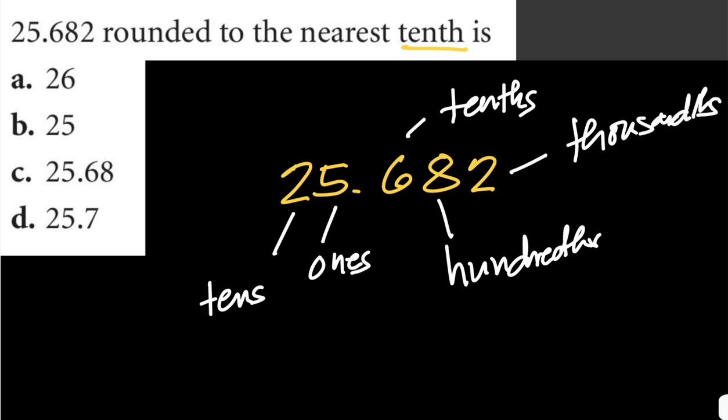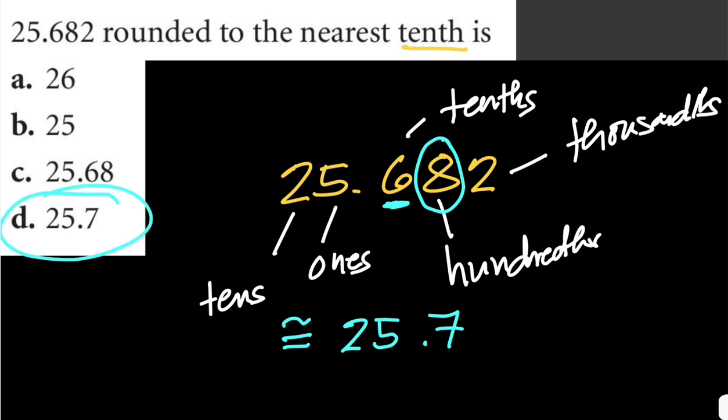Now we are asked to round this number to the nearest tenth. So this one up to this digit, 6. And take note here that the number after 6 is 8, and 8 is greater than 5. Therefore, we can round up 6 to 7. So we add 1 to 6. So this would become approximately 25.7 when we round that number off to the nearest tenth. Therefore, the answer here is letter D.